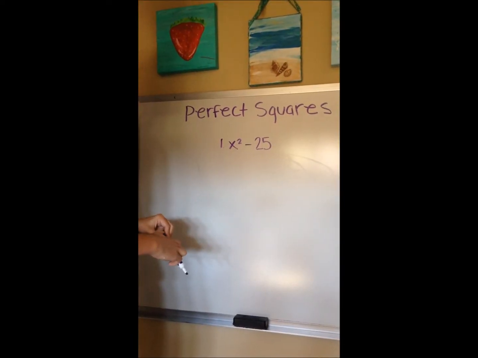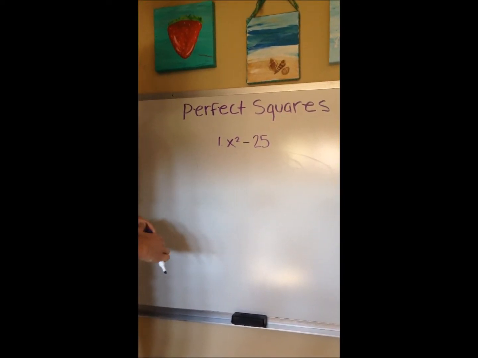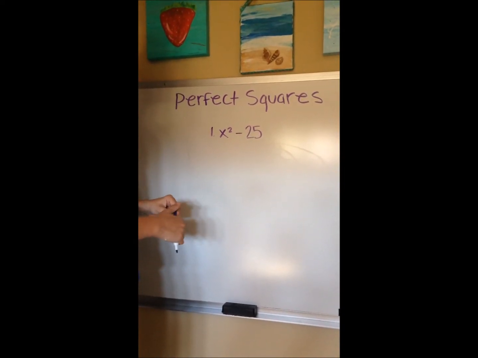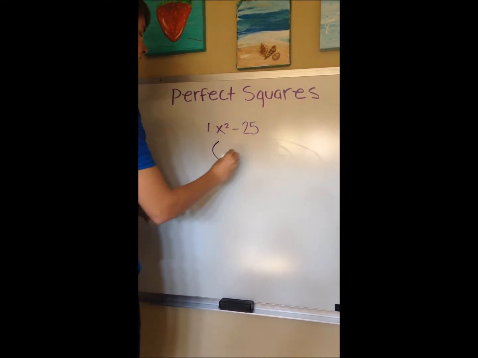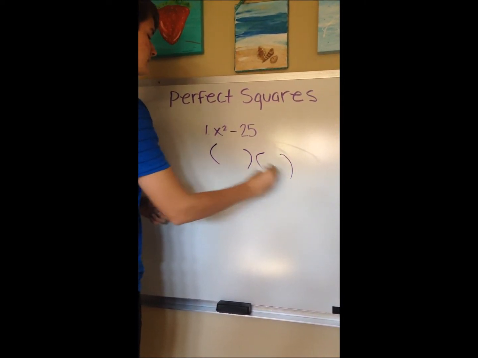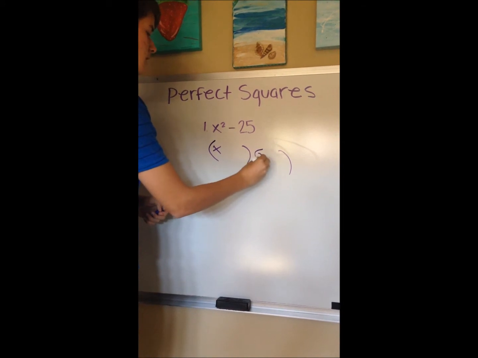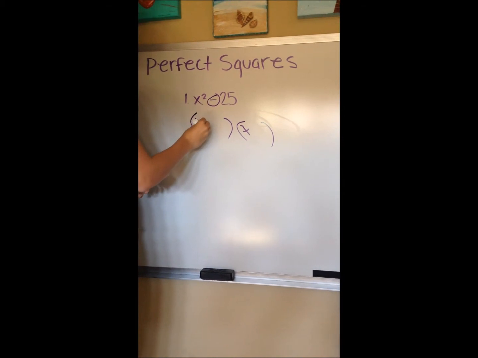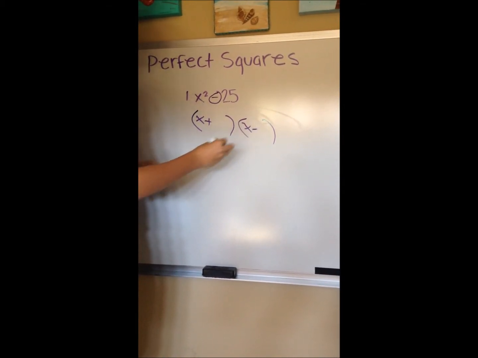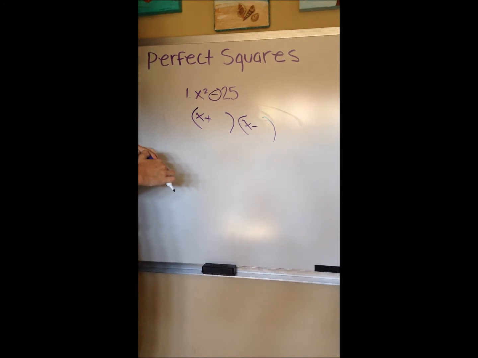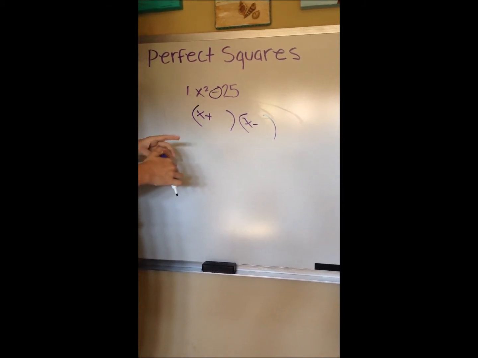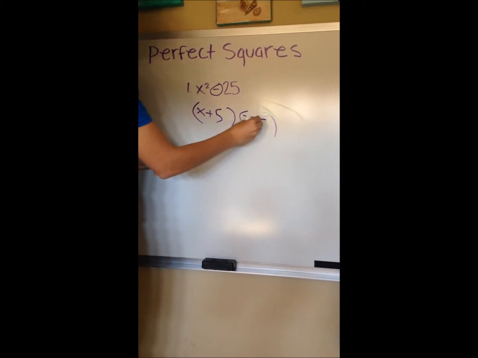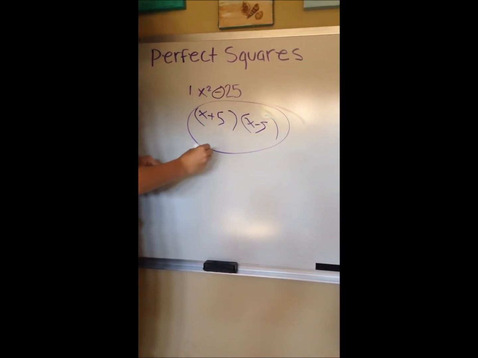So number 1 is x squared minus 25, and we know that this is a perfect square because x times x equals x squared, and 25 is the perfect square of 5. So you're going to make 2 sets of parentheses, one for each of your x's. And then we know that a positive times a negative would give you a negative answer. So you're going to have one positive x and one negative x. And then we know that 25 is the perfect square of 5, like I said earlier. So 5 times negative 5 would equal negative 25. So you plug that in. And then this would be your answer.